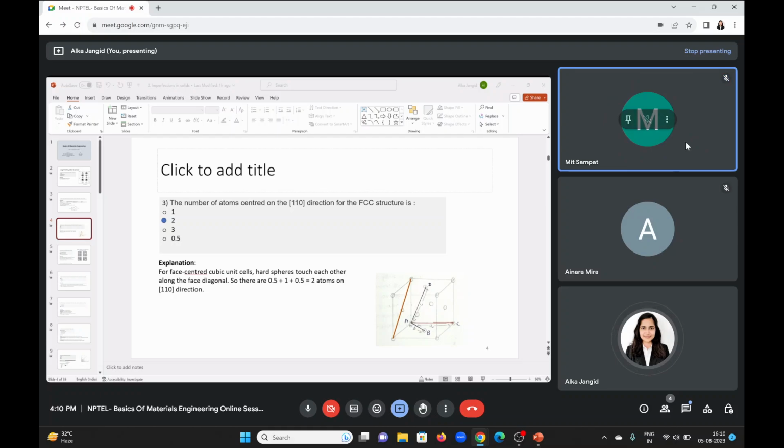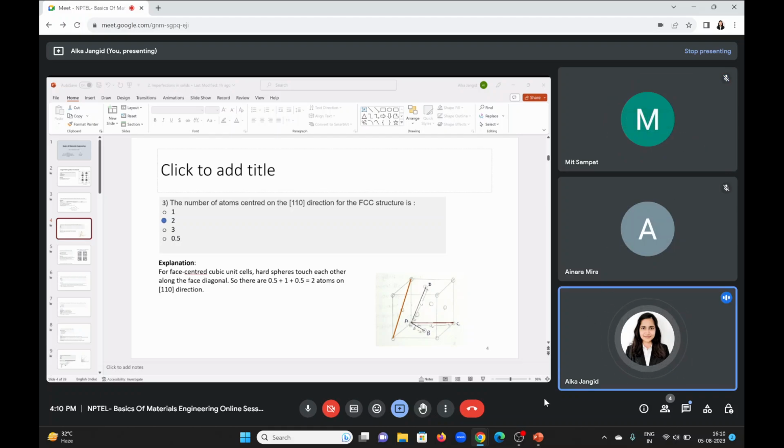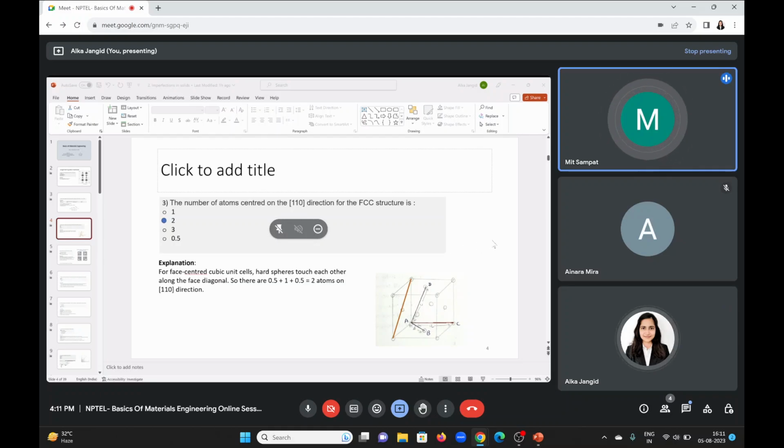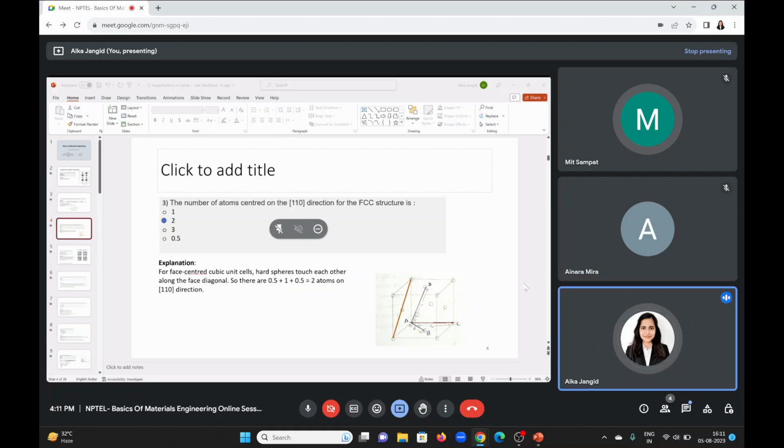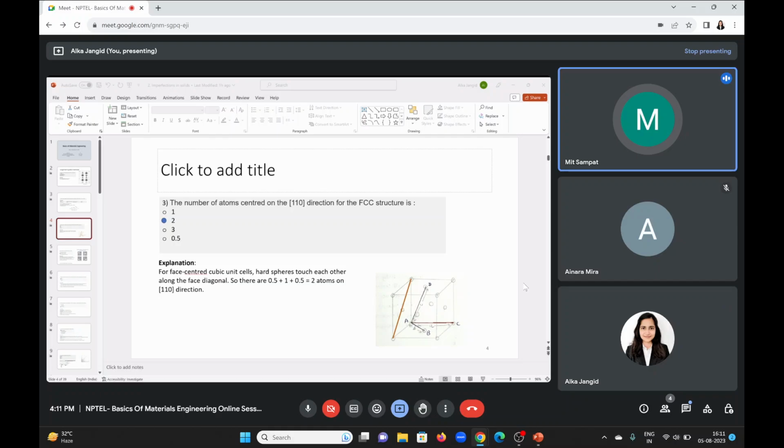Okay, so in that case, from Bragg's law, you understood Bragg's law? No. Sir hasn't taught Bragg's law? No. It's in week two.